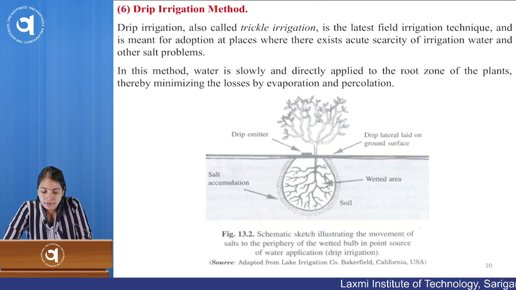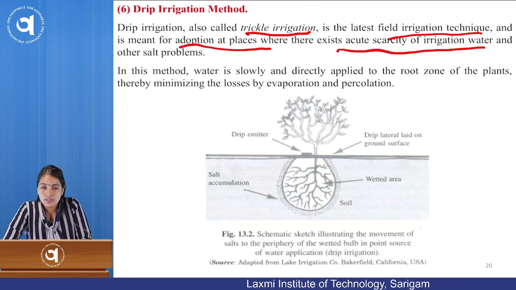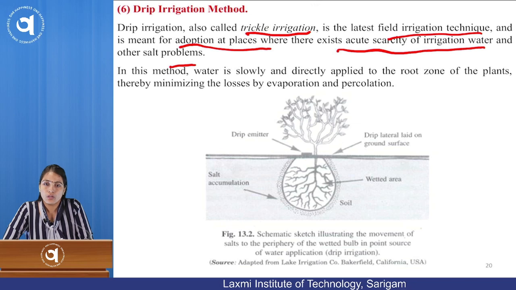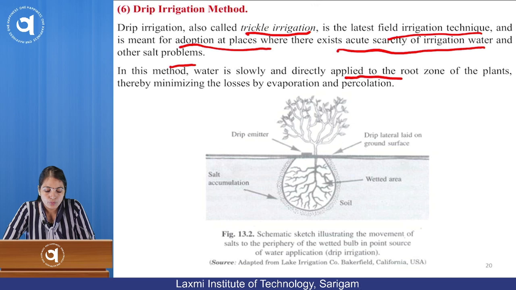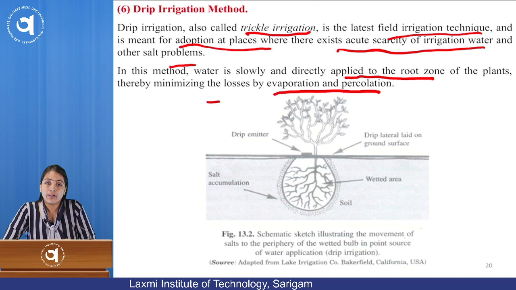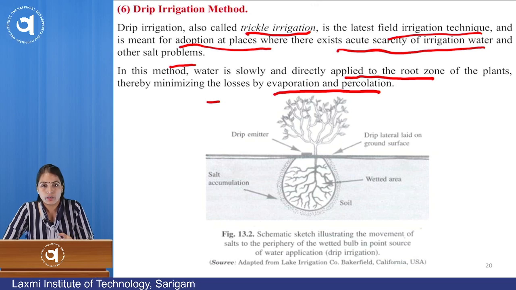So this drip irrigation, also called trickle irrigation, is the latest field irrigation technique and is meant for adoption at places where there exists acute scarcity of irrigation water and other soil problems. So soil problems are also solved using this type of irrigation method. In this method, water is slowly and directly applied to the root zone of the plant, thereby minimizing the losses by evaporation and percolation. Here also one merit is that water is saved through evaporation or percolation losses, and is directly applied to the root zone of the plant. So water application efficiency is also very high.